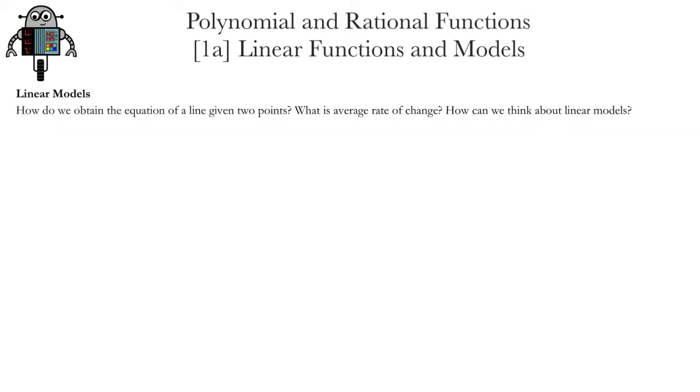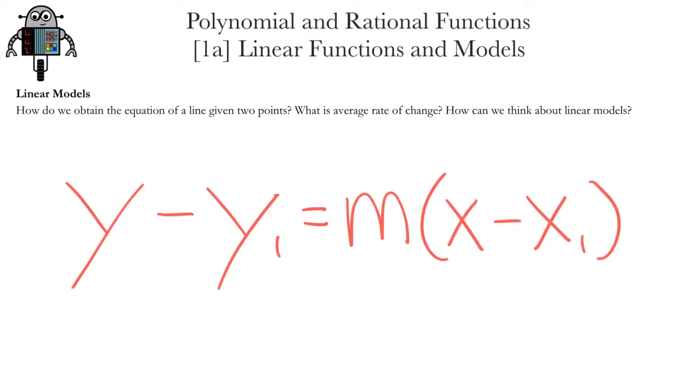I mentioned that the model for a linear function is f of x equals mx plus b, but in practice, the best equation for a line is y minus y1 equals m times x minus x1. When we use this equation, we plug in numbers for x1, y1, and m. We leave x, and we leave y, and y is the same as f of x.